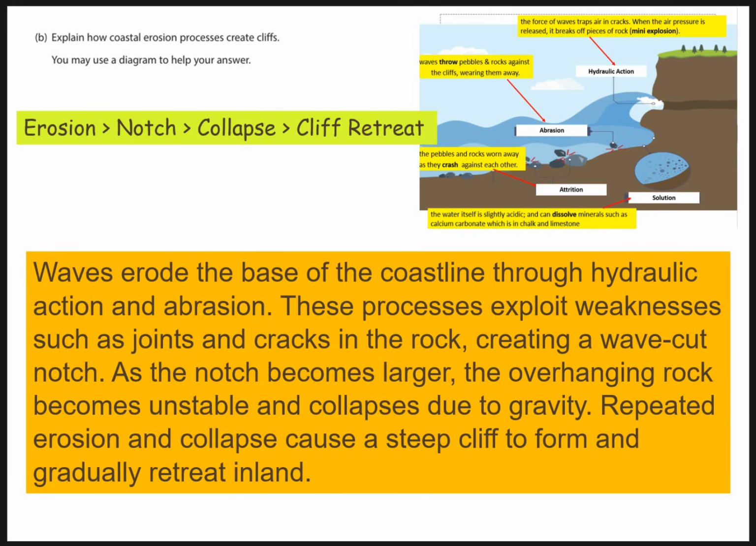Here's a model answer to review. Waves erode the base of the coastline through hydraulic action and abrasion. These processes exploit weaknesses such as joints and cracks in the rock, creating a wave cut notch. As the notch becomes larger, the overhanging rock becomes unstable and collapses due to gravity. Repeated erosion and collapse cause a steep cliff to form and gradually retreat inland.